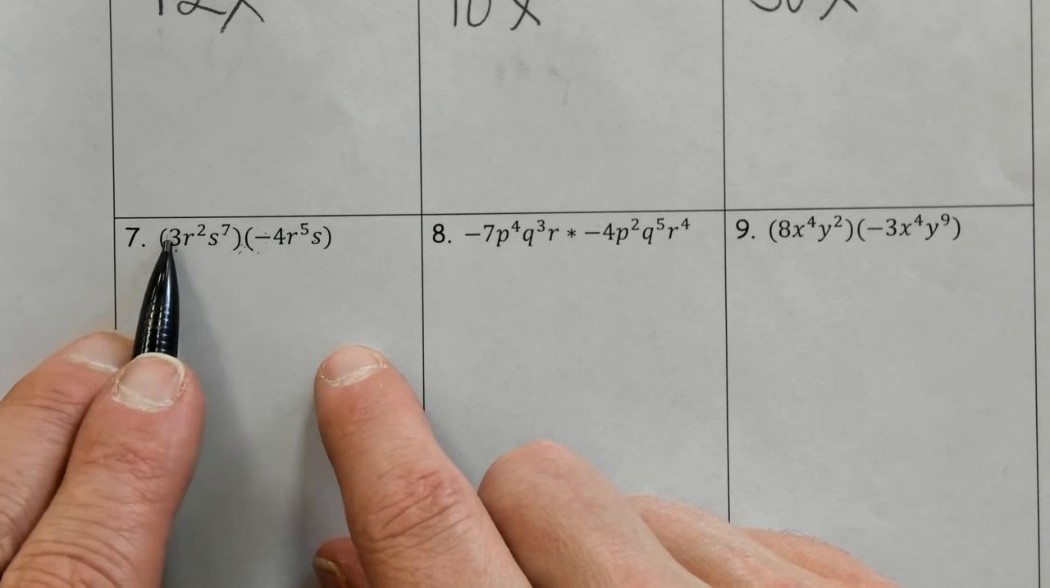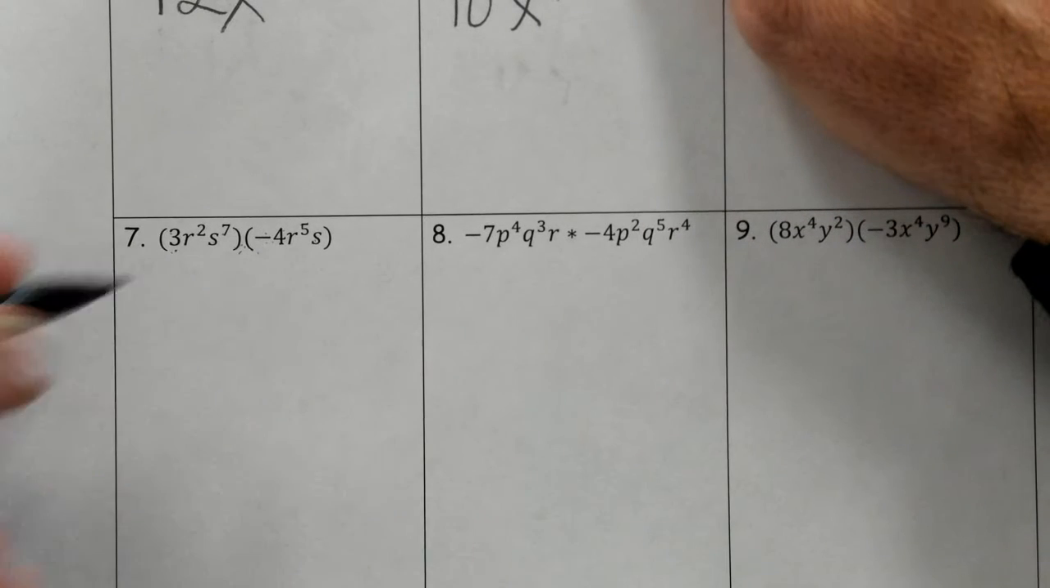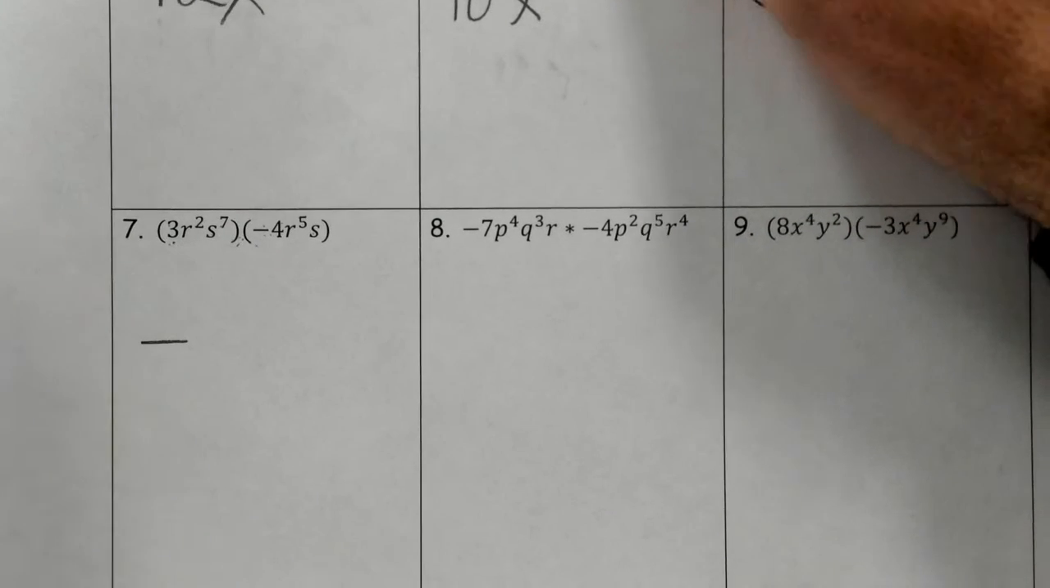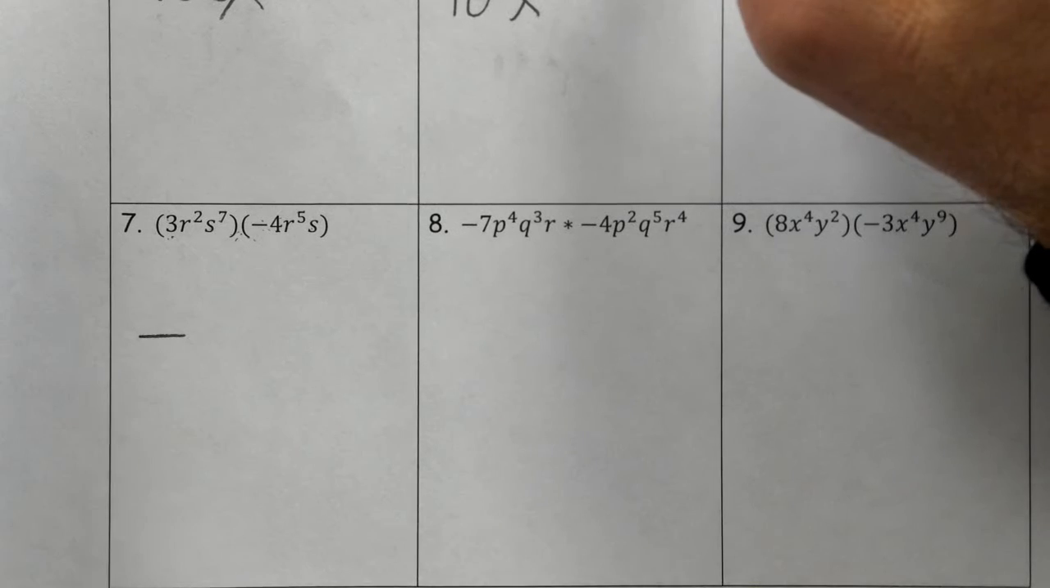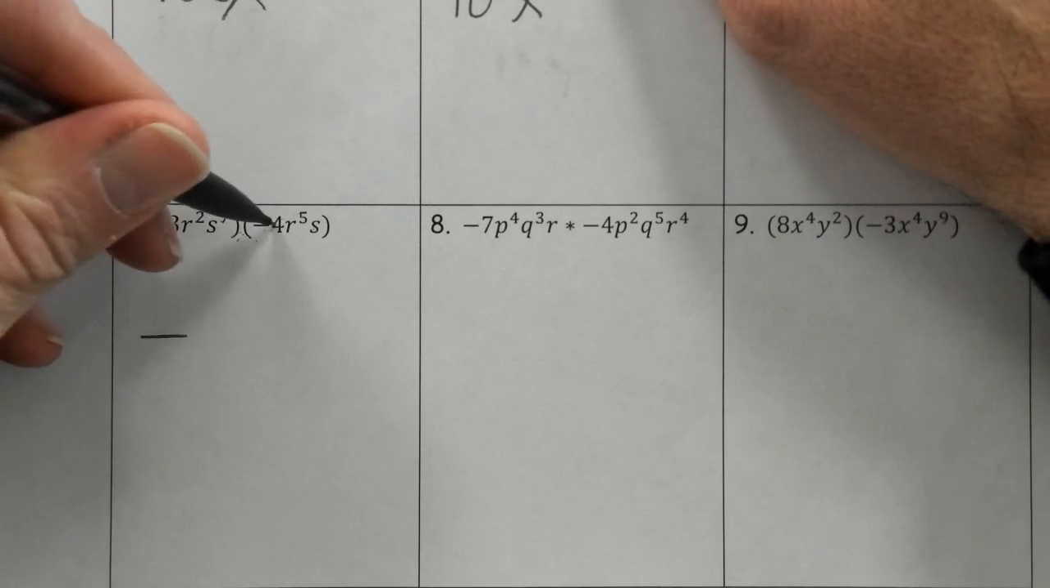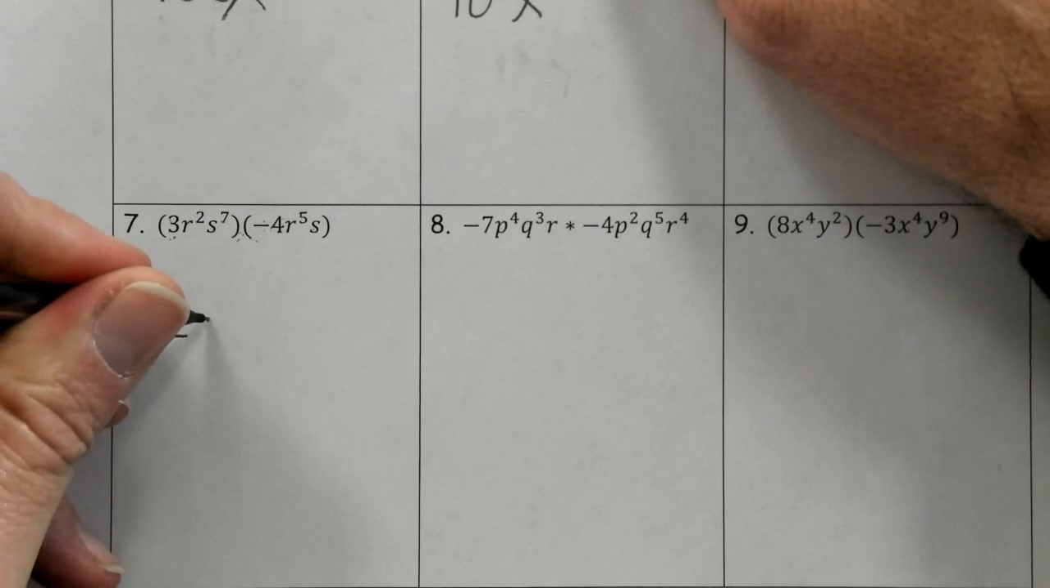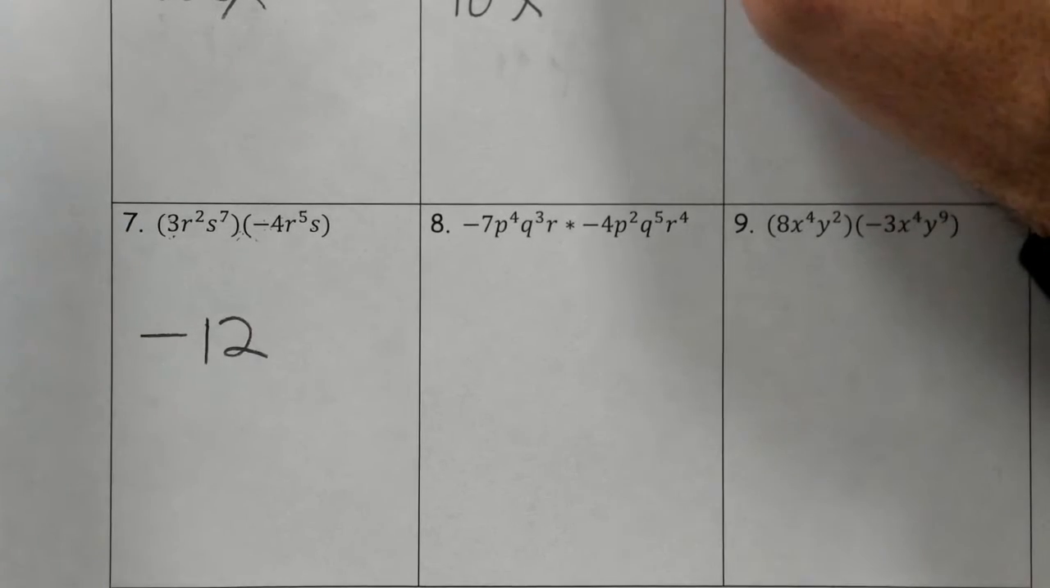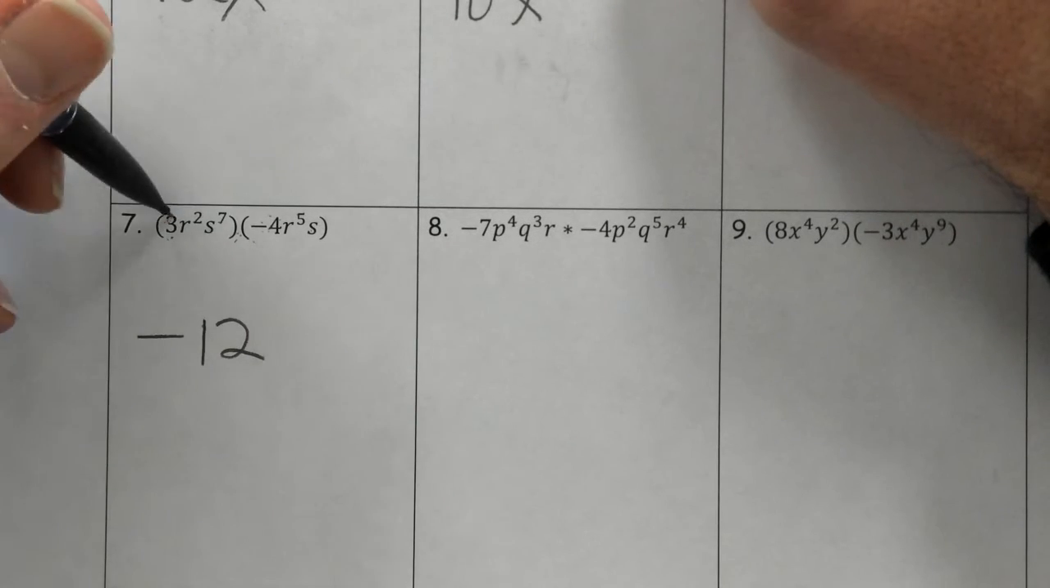Well, first of all, a positive times a negative is a negative. So my whole expression, my whole product is going to be negative. And then 3 times 4 makes 12. So I'm going to start off by writing a negative 12 by multiplying these coefficients together.